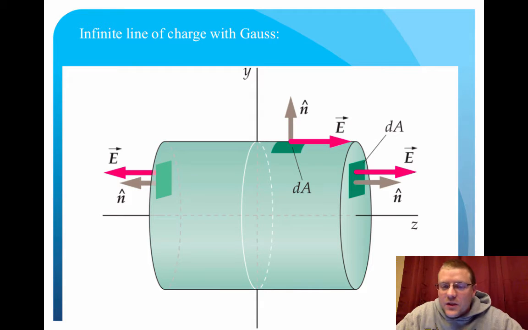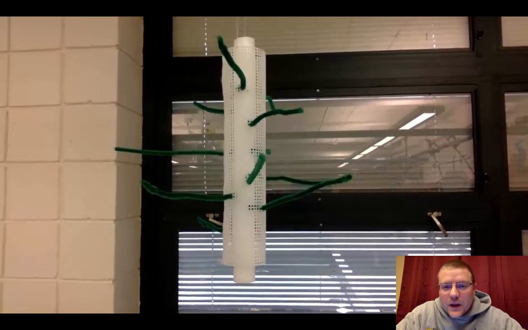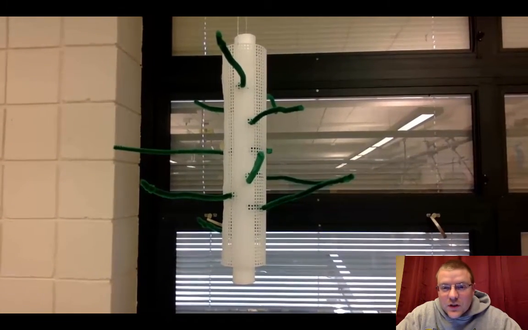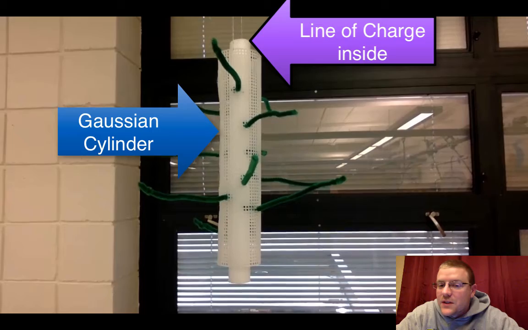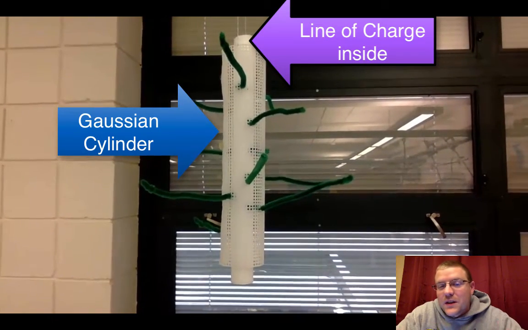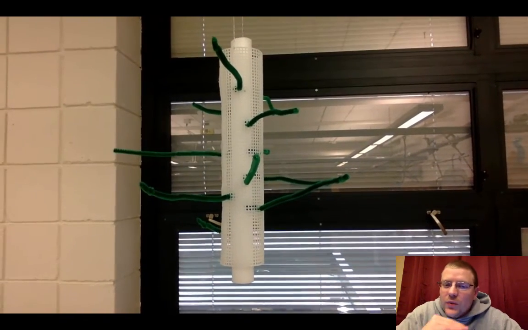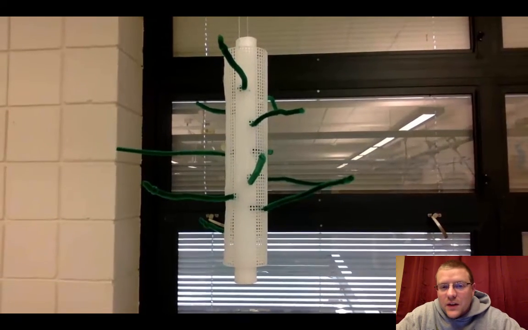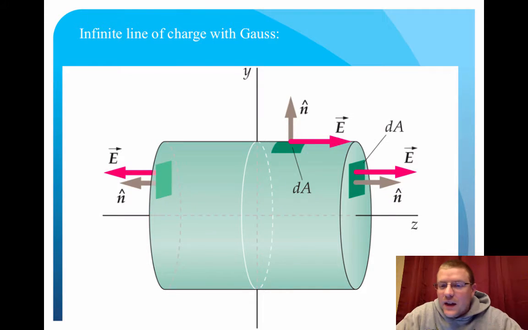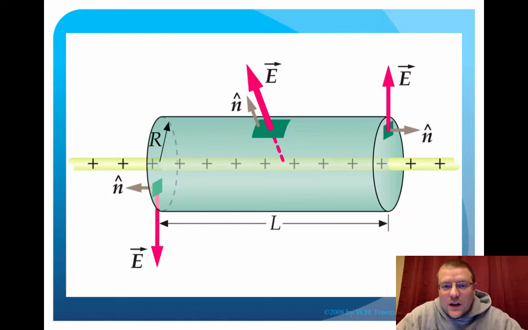For the infinite line of charge, like you can see in the video here, we have a line of charge and we surround it with a Gaussian cylinder. The Gaussian cylinder does have electric flux, but only through the curved side of the cylinder. The end caps, the areas are pointing in that z direction, and the field does not point in the z direction for an infinite line here. The field points away from the line. So the only flux is through that curved area there where you can see the area vector and the electric field are pointing in the same direction.